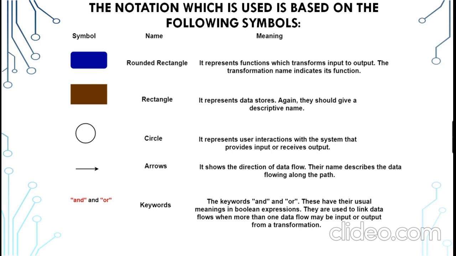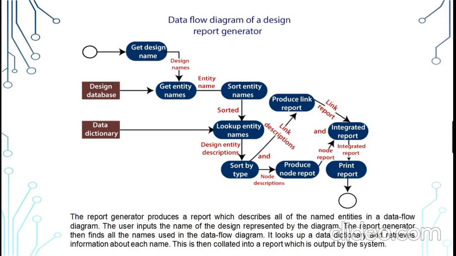And also the keywords and and or have their usual meaning in Boolean expressions. They are used to link the data flow when more than one data flow may be input or output from a transformation. So this is the example of the data flow diagram of a design report generator.